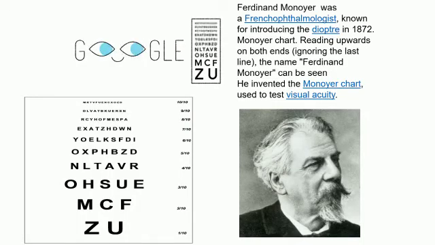Let us end the lesson with an interesting activity. The person that you see here is Ferdinand Monoyer, and he was a French ophthalmologist known for introducing the diopter in the year 1872. We know diopter, the power of a lens, is expressed in the unit diopter. So he was the one who gave us the Monoyer chart.